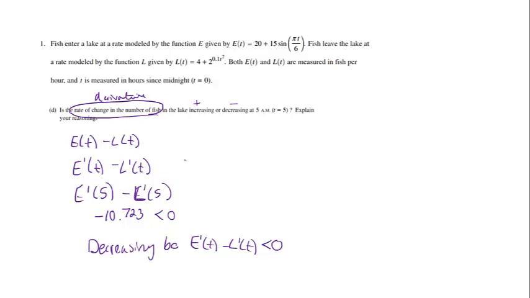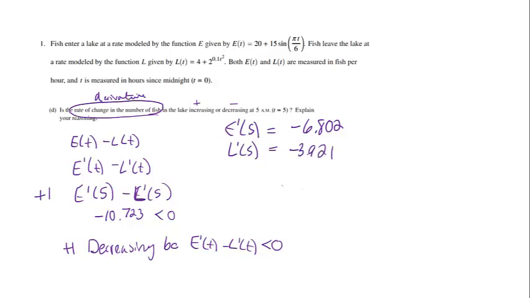This was worth 2 points. If you considered E prime of 5 and L prime of 5, that was worth a point. And then if you said it was decreasing and were able to offer your explanation, you would get that second point. You might have found E prime of 5 and gotten negative 6.802, and L prime of 5 would have been negative 3.921.